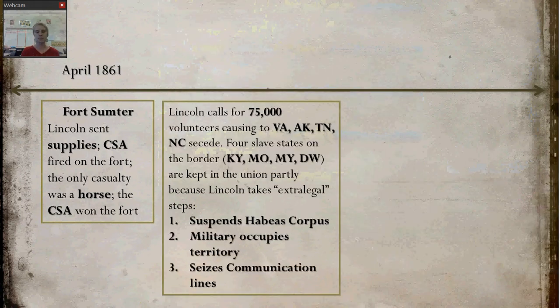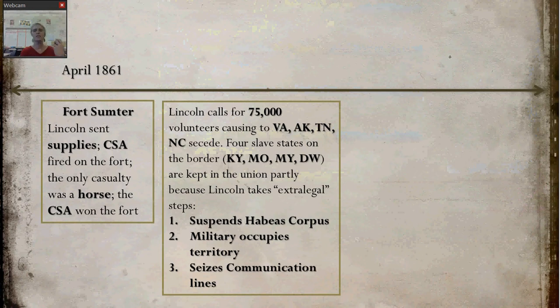Then, just after this happens, Lincoln calls for 75,000 volunteers. This causes Virginia, Arkansas, Tennessee, and North Carolina to secede. Very quickly, Lincoln takes over Kentucky, Missouri, Maryland, and Delaware as the border states or the buffer states. Part of the way he does this is by taking some steps that go a little bit beyond the Constitution, or extra legal steps. He suspends habeas corpus, which is the right to know what your offense is when you are arrested. He sends the military to occupy those four border states, and he seizes all private communication lines. These are like telegraph lines and transportation lines.